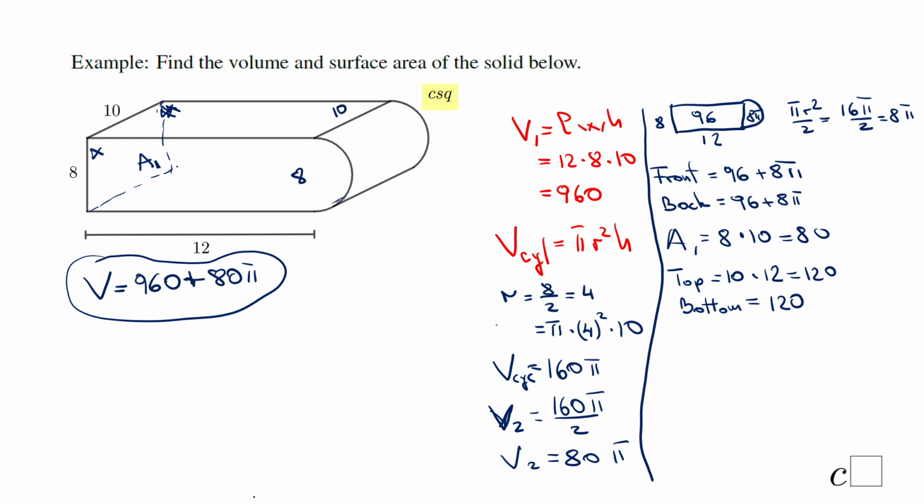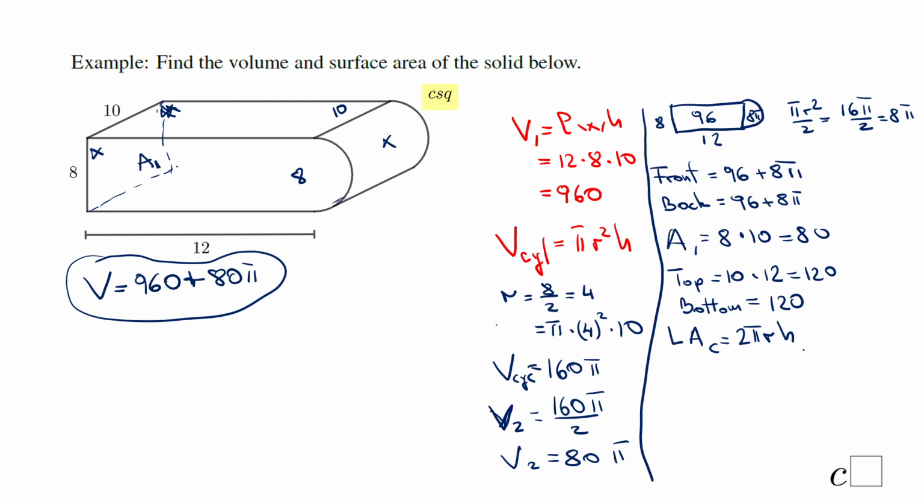And we have one more thing. One more thing is this curve area, which is half of the lateral area of a cylinder. So I'm going to do the lateral area of a cylinder, which is 2 pi r h. And if you want to do it in one step, you divide this by 2.